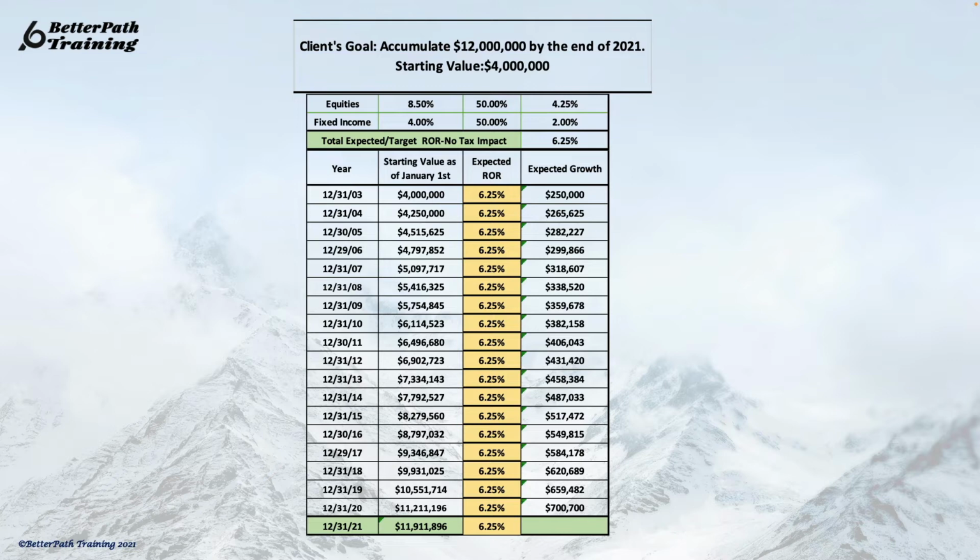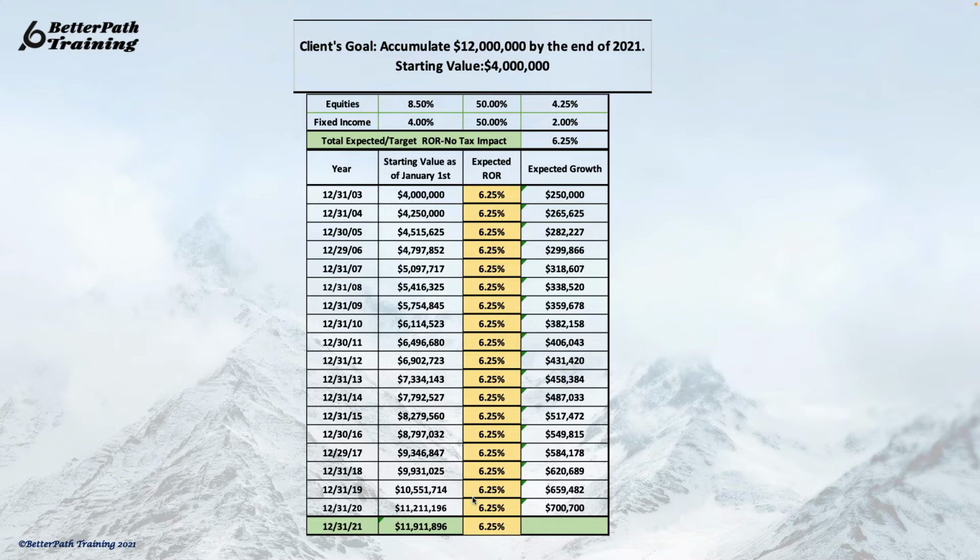Client wants to accumulate $12 million over, let's say, an 18 or 19-year period, and it looks like about a 6.25% return will get them there. 8.5% assumption for equities, half means 4.25. 4% assumption for fixed, I know, too high. It nets to 6.25%. Then we just roll this forward, and that's kind of what the plan does in its simplest format. However, it starts to do a few other things. We're going to leave inflation out of it, and we're also going to leave taxes on fixed income out of it for now, just to get this point across.